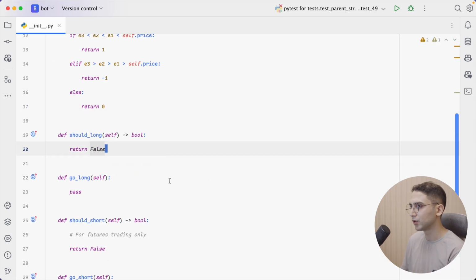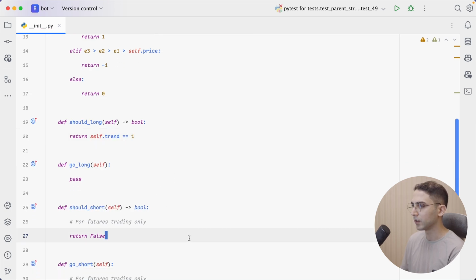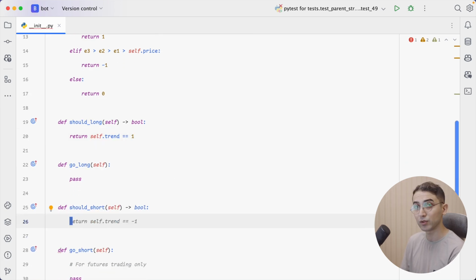So my should_long method is going to be simply return when the current trend equals 1. And the opposite will go for the should_short method. So if we want to make sure the trend is minus 1, in other words, in a downtrend.